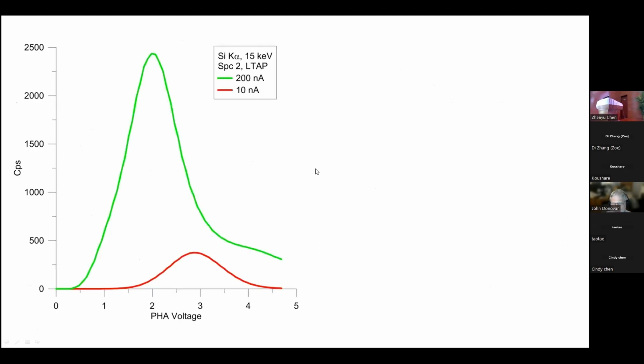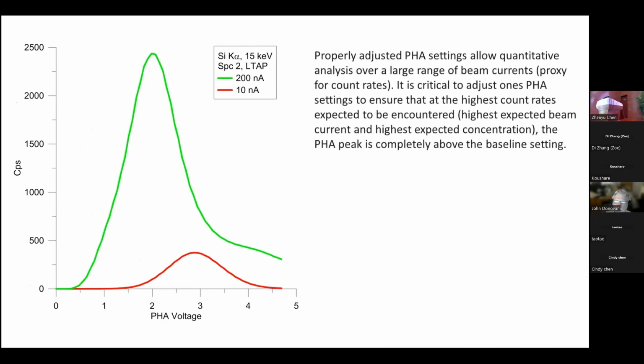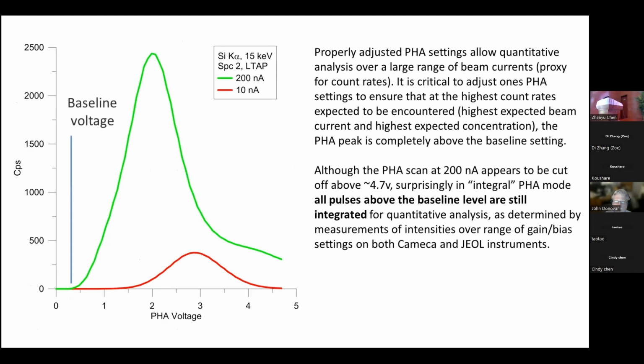And I also should mention that we need to reconsider our PHA tuning. I'm not going to go into this in detail. We discussed it in the paper. But basically, what we want to do is measure our PHA at the highest count rate that we are going to utilize, which means the highest intensity, which means the highest concentration at the highest beam current. If we do that at 200 nanoamps, we just want to make sure, because of pulse height depression, that our peak is completely above the baseline voltage.